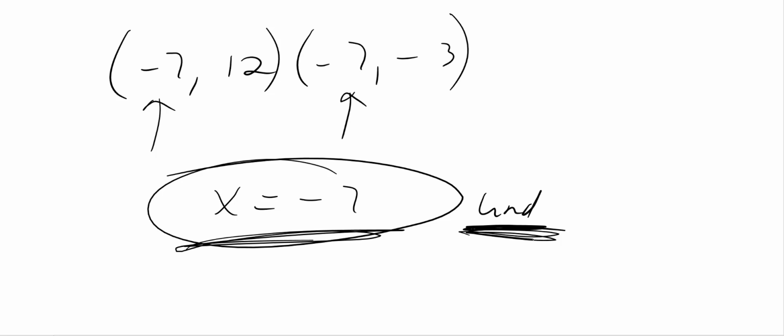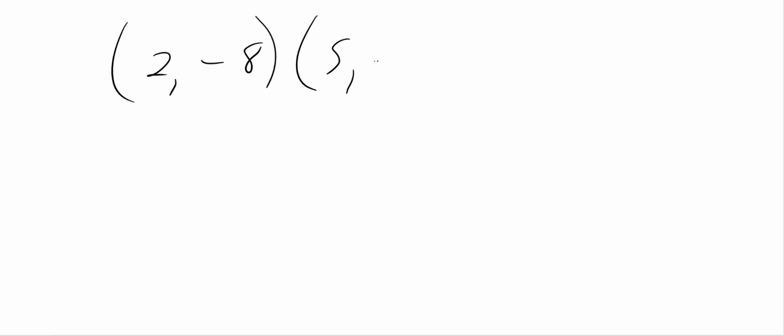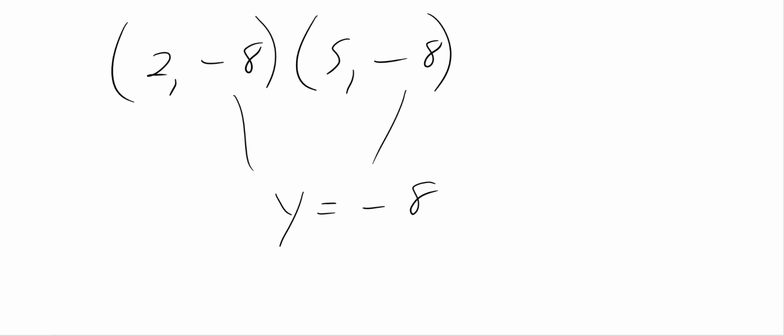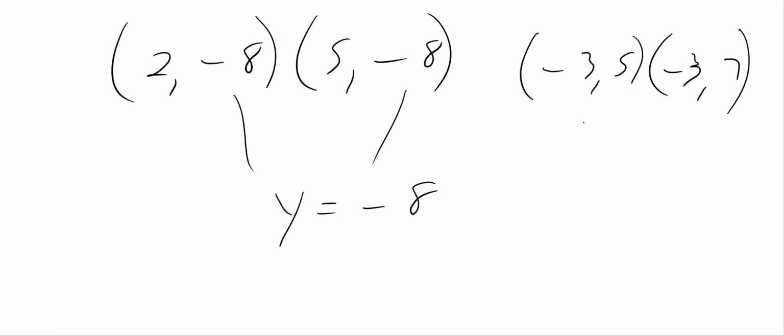Okay? Not bad. Right? If I said 2 comma -8 and 5 comma -8, what's the equation? Oh, y is the same. Y equals -8. -3 comma 5, -3 comma 7. What's the same? Oh, x is equal to -3. Okay? Easy. If the numbers are different, then you have to do like I first taught you.